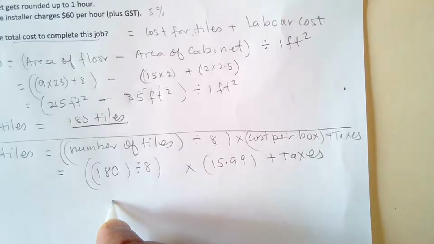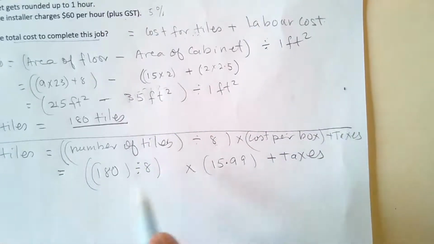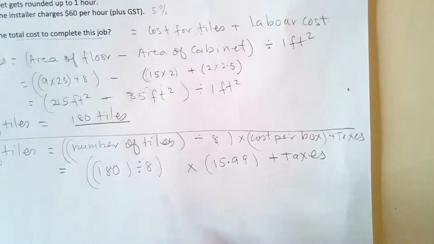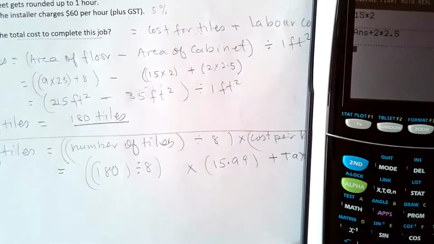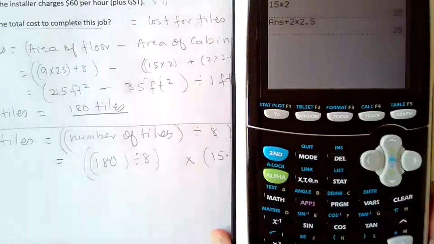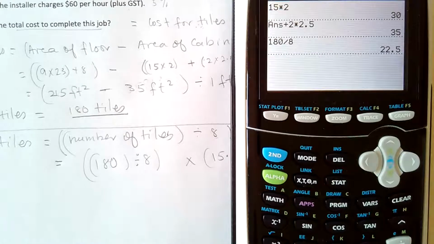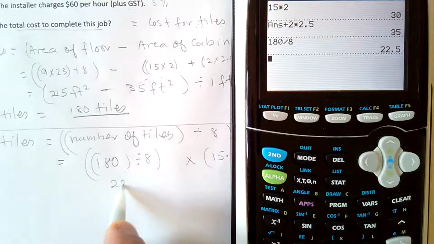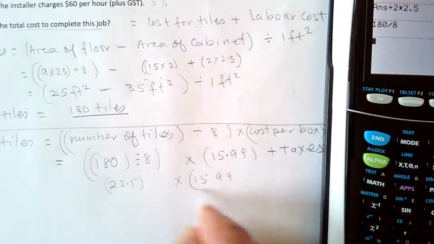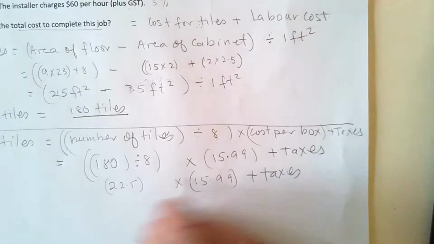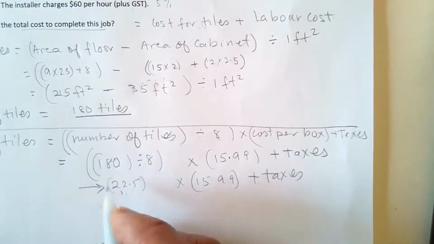So we have the number of boxes of tiles, I should say. So this would give us how many boxes of tiles? Okay, now it tells us we can only buy whole boxes, right? So we have to do some rounding here. So we have 180 divided by 8, 22.5. Now we cannot buy 22.5 boxes, we need to round up.